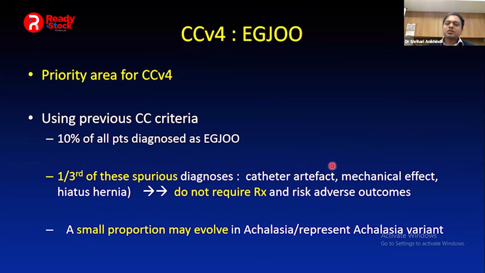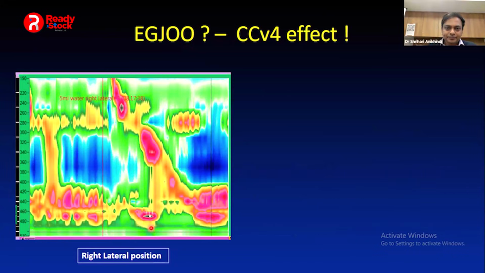They were spurious because the finding was coming from a catheter artifact, or there was a mechanical effect. There was something compressing over there, like a hiatus hernia. So obviously these cases are not true EGJ outflow obstruction. They don't require any treatment. You just need to diagnose them correctly. But you need to find out which are true EGJ outflow obstruction. That's also very important because a small proportion of these actually evolve into achalasia, or they represent an achalasia variant where you need to treat them as achalasia cardia, right?